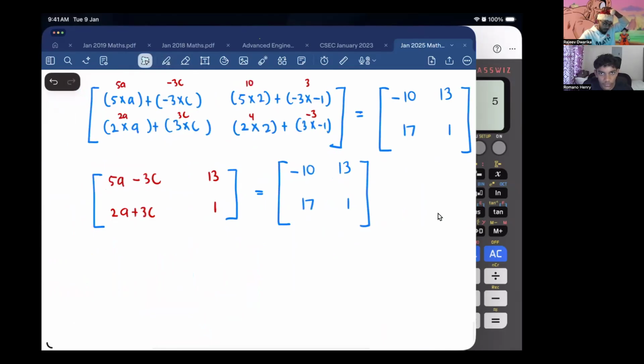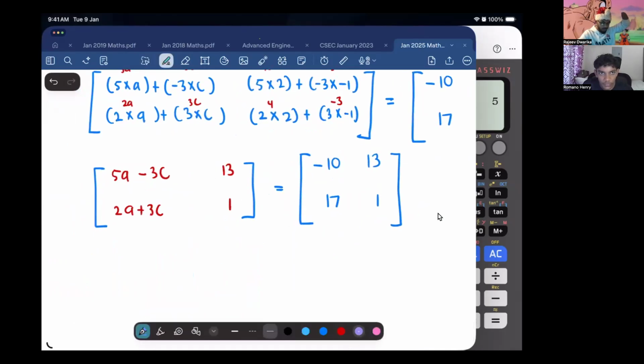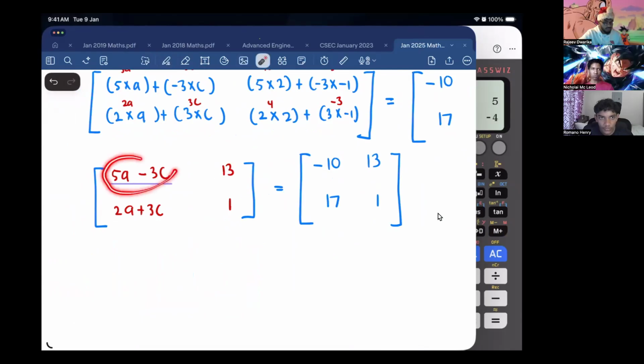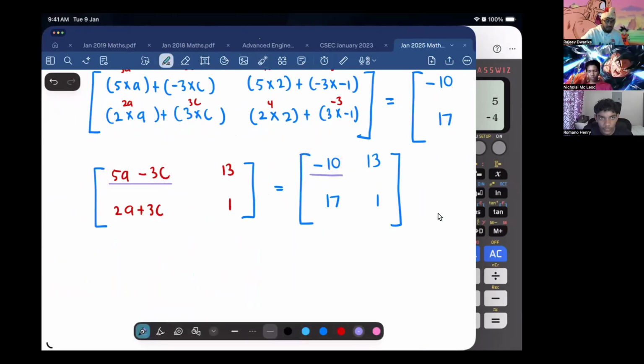Right? So yeah, Nicholas, remember, if you have the same order on either side, you could equate the corresponding elements. So what is the corresponding element for 5A minus 3C? Negative 10. Right? What is the corresponding element for 13? 13. Right? What is the corresponding element for 2A plus 3C? 17. Right? What is the corresponding element for 1?